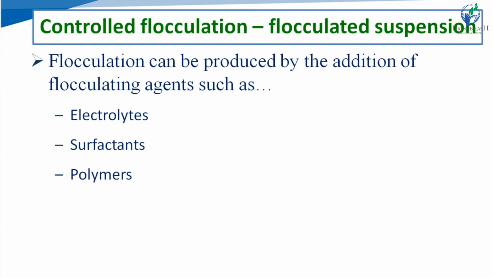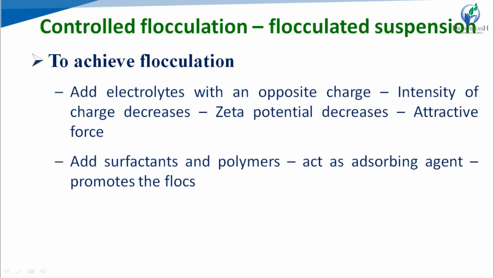Then controlled flocculation, the flocculated suspension. Here, we need to achieve flocculation. Flocculation can be produced by the addition of a flocculating agent. Flocs mean the aggregation of the particles, and to achieve such flocculation we need to add a flocculating agent. Electrolytes can act as flocculating agents, we can also use surfactants, and we can use polymers. We can use all three kinds of substances. We will see them one by one.